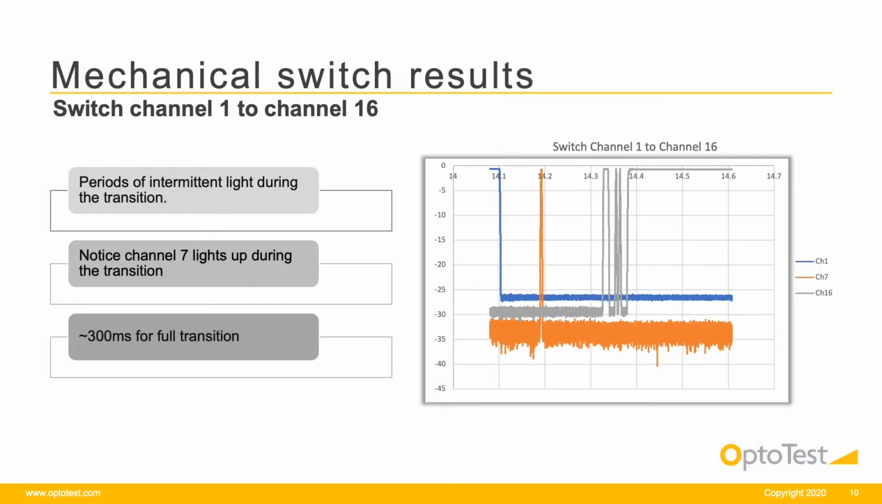In an attempt to look at a worst-case scenario, this 16-channel switch was switched from channel 1 to channel 16. Channels 1, 7, and 16 were monitored. The data shows that it takes about 300 milliseconds to fully transition from channel 1 to channel 16, but it is also seen that channel 7 briefly lights up.